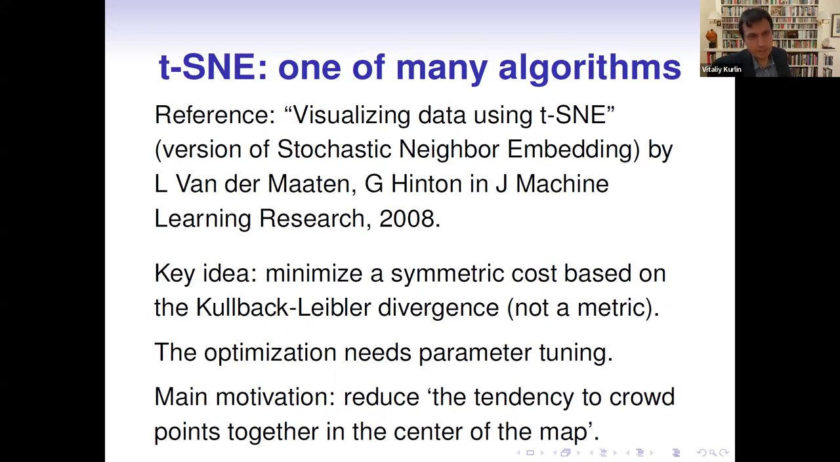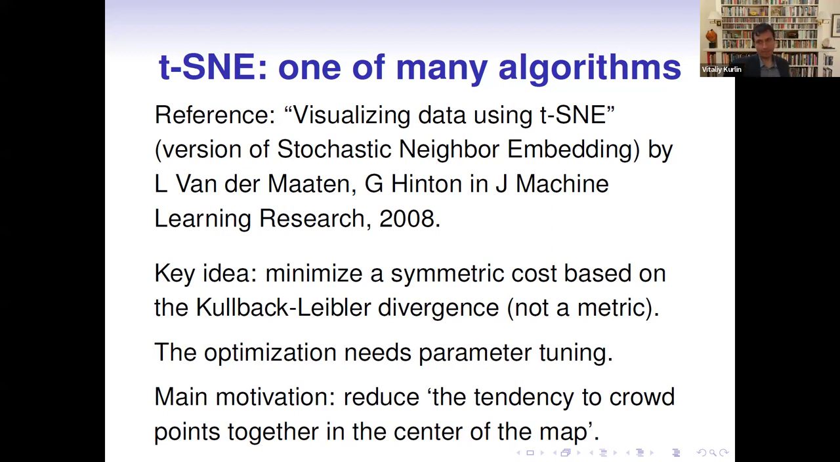Okay, now let me mention the t-SNE algorithm. SNE here stands for stochastic neighbor embedding, and T means some technical improvement of this earlier SNE algorithm. This is a very popular paper, at least by Google citations. The key idea is to minimize a cost function, which was initially the so-called Kullback-Leibler divergence, which is a non-symmetric distance, so it doesn't even satisfy the symmetry axiom for a metric. But if it is additionally symmetrized, then apparently it becomes better.